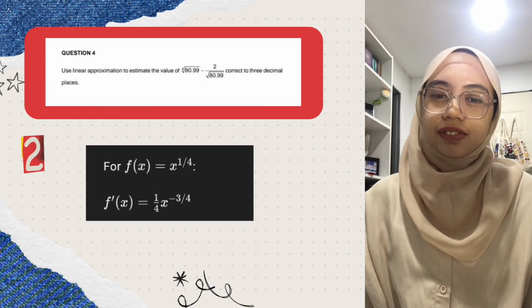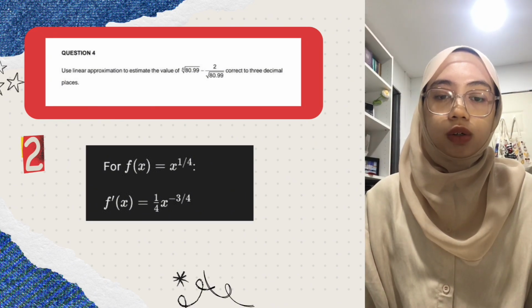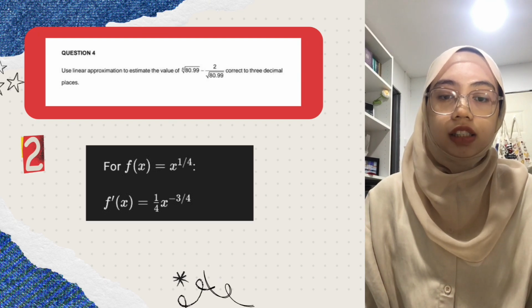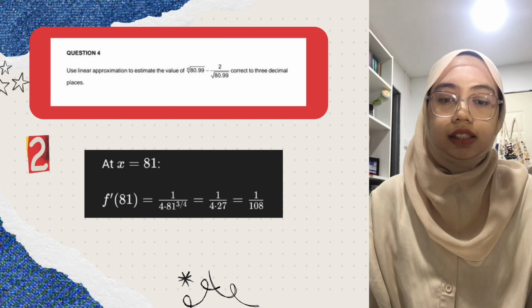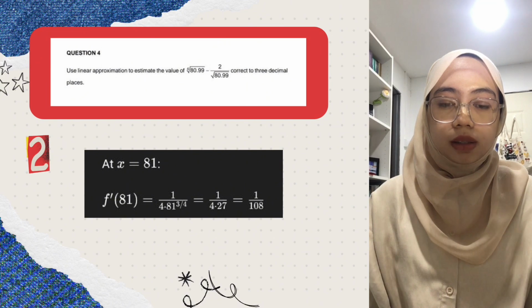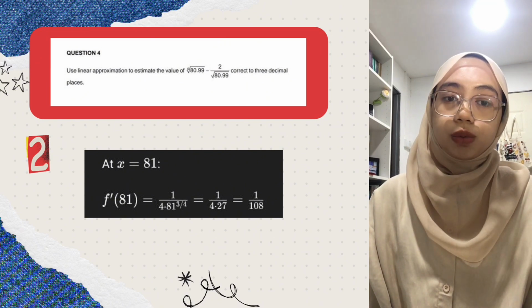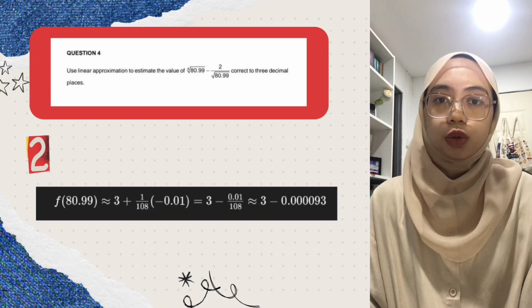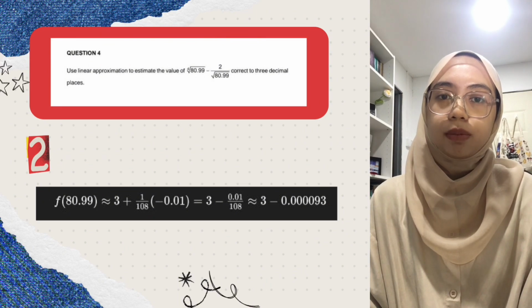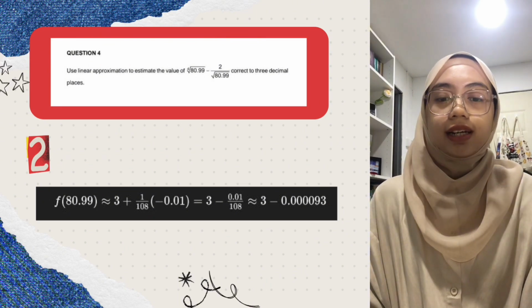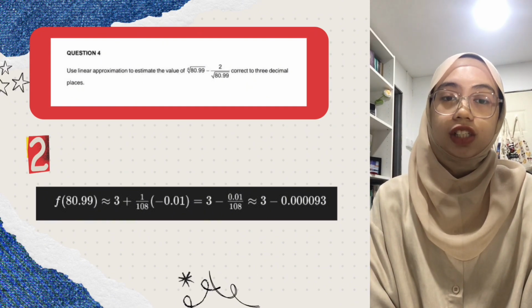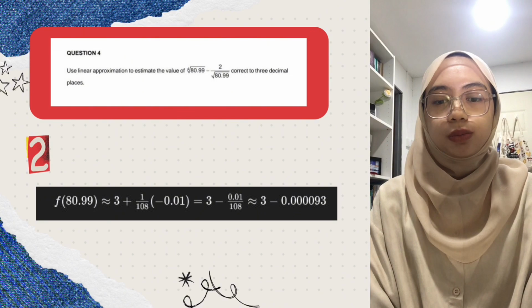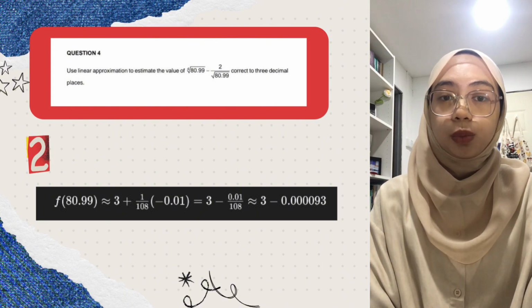Let's find the derivatives. For f(x) equals x to the power of 1 over 4, f prime(x) equals 1 over 4 x to the power of negative 3 over 4. At x equals 81, f prime(81) equals 1 over 4 times 81 to the power of 3 over 4, which equals 1 over 108. So, approximate the fourth root of 80.99. f(80.99) equals 3 plus 1 over 108 times negative 0.01, which equals 3 minus 0.01 over 108.